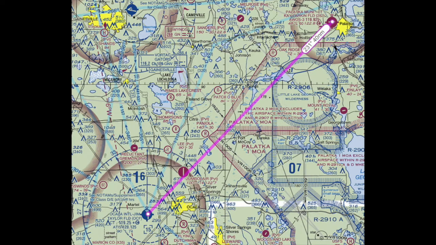Recall our trip from 28 Juliet Palatka Airport in the upper right southwest to Ocala Airport KOCF. The direct route will penetrate restricted area 2906 and also a large distance through the MOA. We can use the parallel track offset here to shift the course to the right by a few miles to help avoid this airspace.